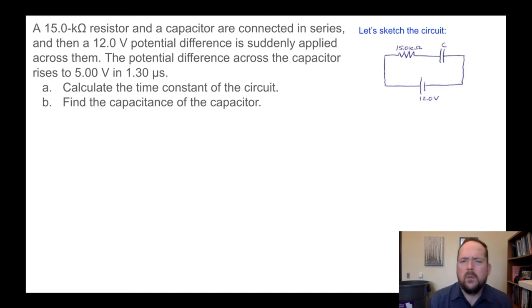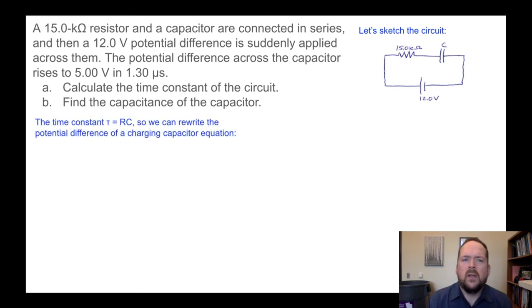You don't have to do so, but I always find myself sketching the circuit so I can sort of visualize what's happening and how things are arranged. So these could be in different orders in the loop, but I'd have to have a 12-volt battery, a 15 kilo ohm resistor, and some unknown capacitor.